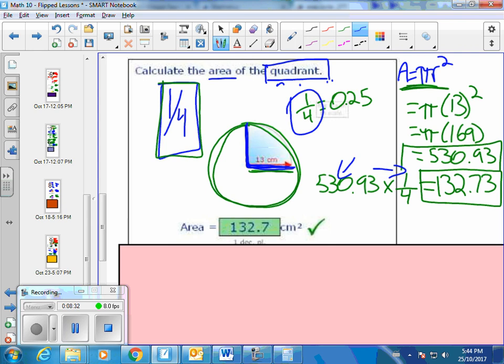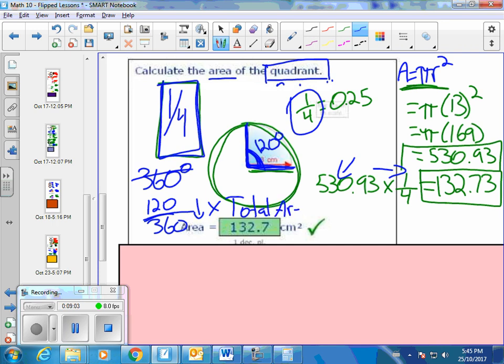One thing to keep in mind, there are 360 degrees in a circle. If they give you a situation where they don't tell you that it's a quadrant and instead they simply put something like 120 degrees in here, I still just want to make this same fraction. 120 over 360. I'm going to reduce that down and then I can multiply that by my total area.